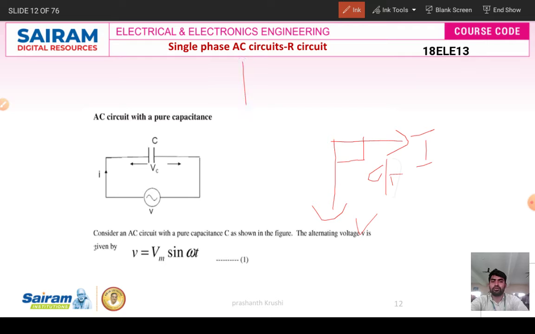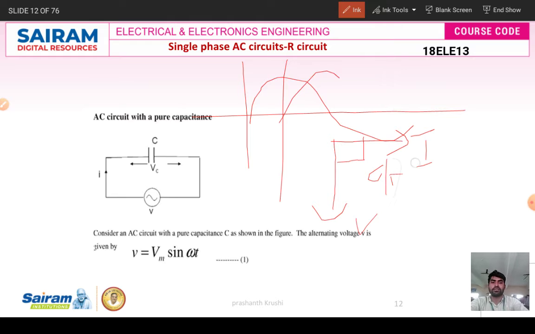So current leads voltage by 90 degrees for the capacitor. What about the waveform? The voltage waveform and current waveform are exactly 90 degrees apart, like this. This phase difference of 90 degrees is the phase angle.